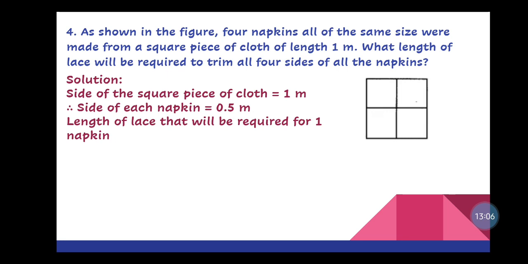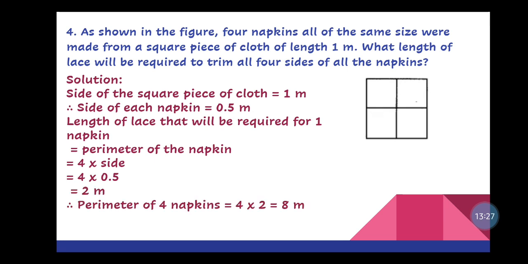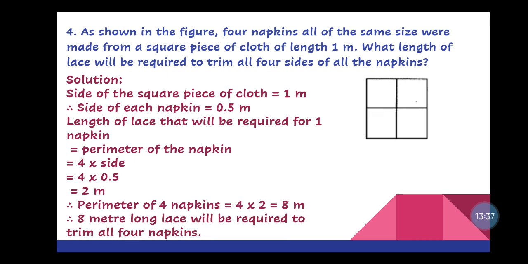The length of lace required for 1 napkin is equal to the perimeter of the napkin. We need to put lace at the borders, so that will be equal to the perimeter of the napkin, that is 4 into side. So 4 into 0.5 we get 2 meter. Perimeter of 4 napkins is equal to 4 into 2, that is 8 meter. Therefore, 8 meter long lace will be required to trim all 4 napkins.